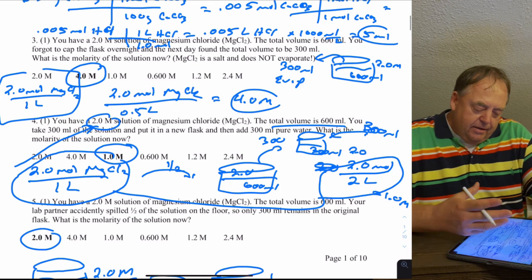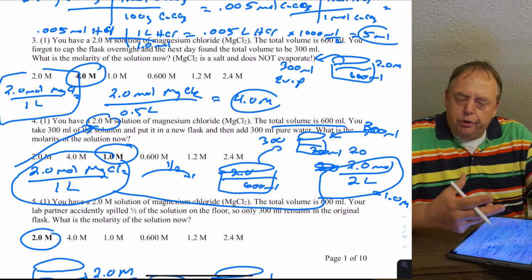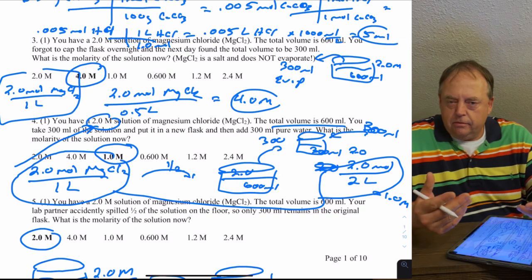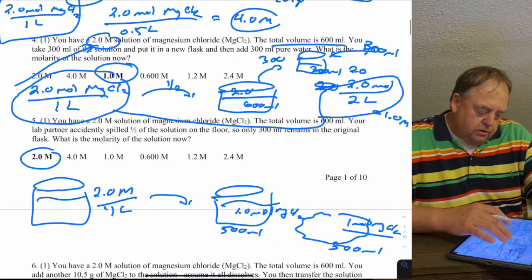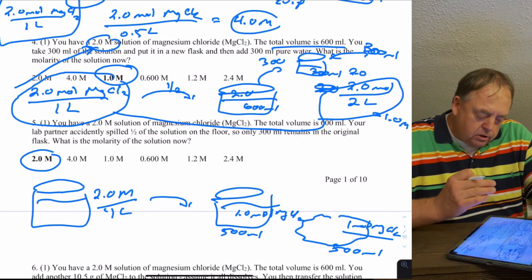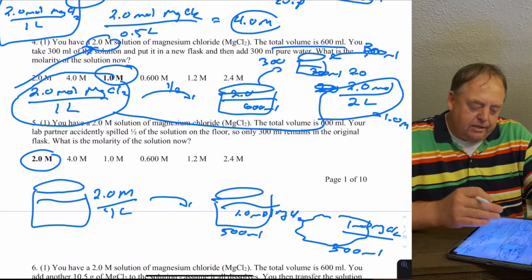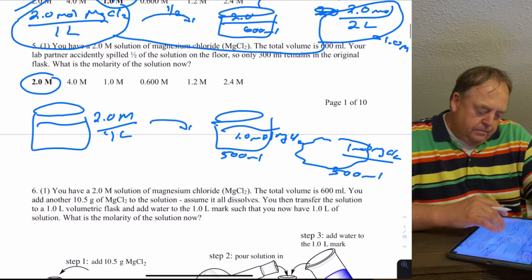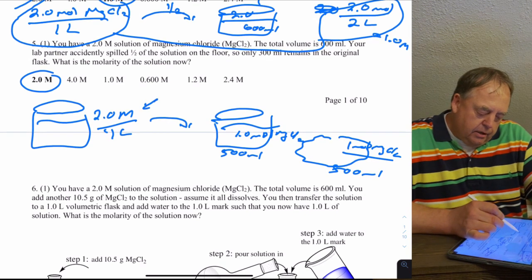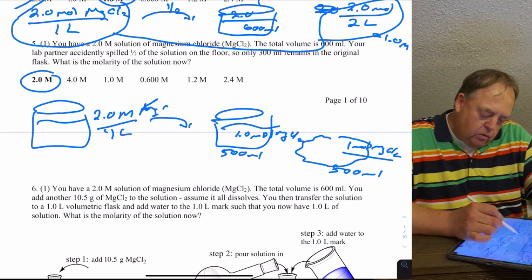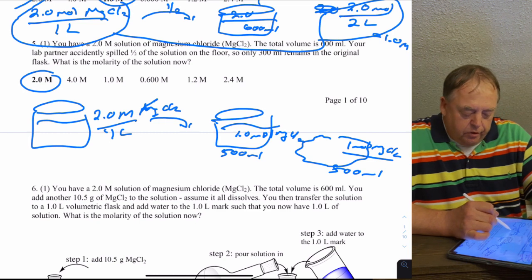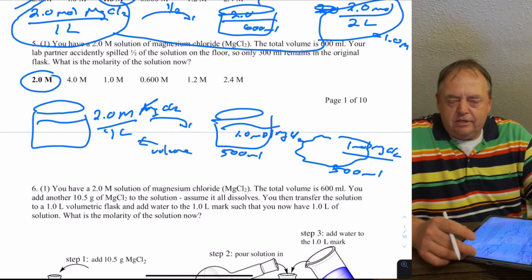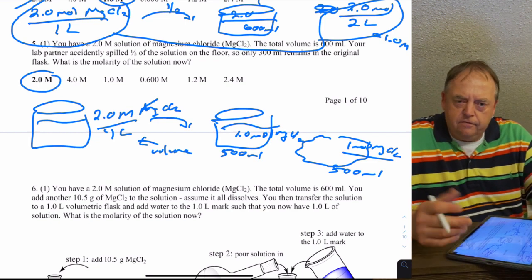If you keep the solid solute the same and halve the volume, the concentration doubles. If you keep the solid solute magnesium chloride the same but double the volume, then the concentration is cut in half. And if you don't change the ratio at all, if you keep the moles of magnesium chloride to the volume ratio the same, then the concentration stays the same. It's just that half of it's on the floor and half of it's in the flask still.